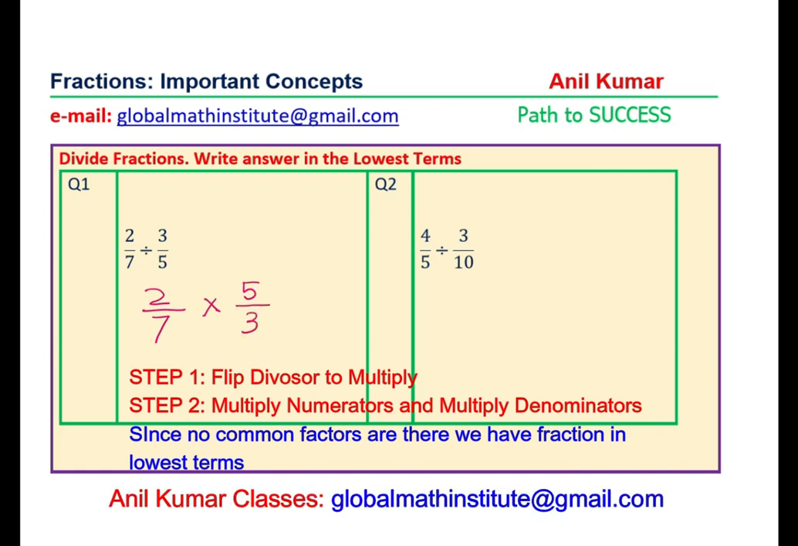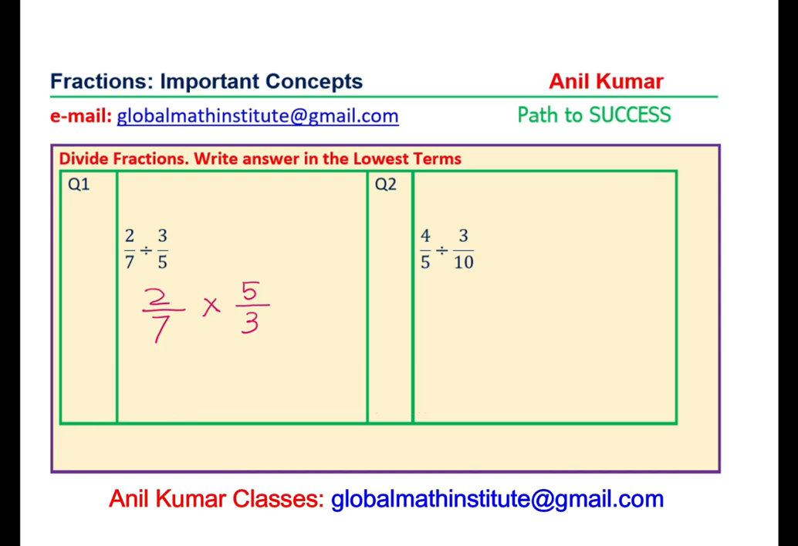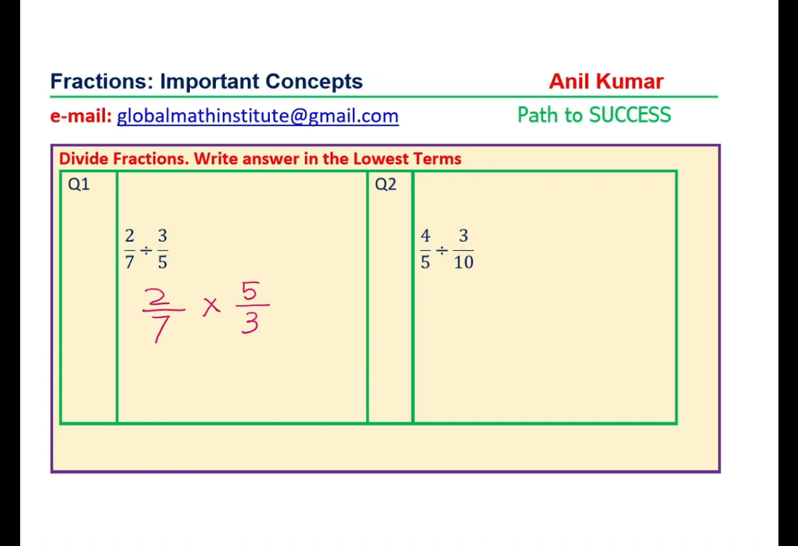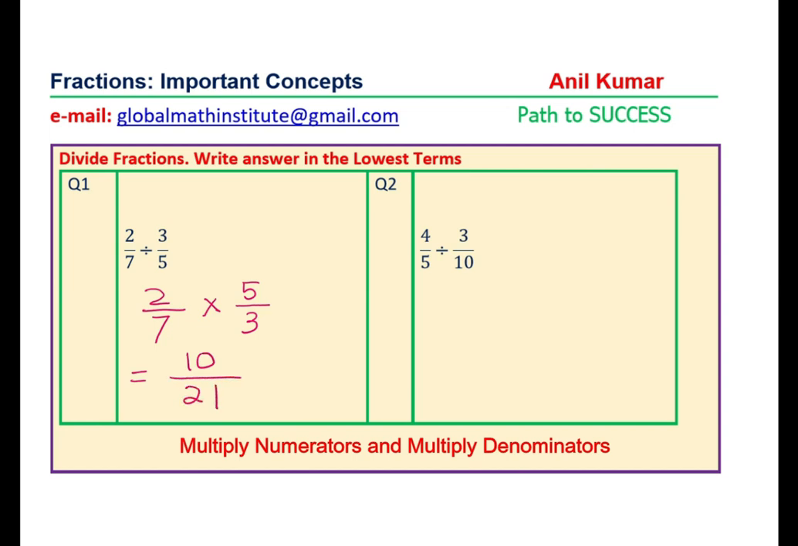So in this playlist, you'll find how we multiply fractions. And now, division is the same as multiplication, except for the divisor getting flipped, as I have shown you. Then you multiply using the techniques you have learned. The easiest way is to multiply the numerators and the denominators together. So 2 times 5 will give us 10, and 7 times 3 gives us 21, and we get our result.